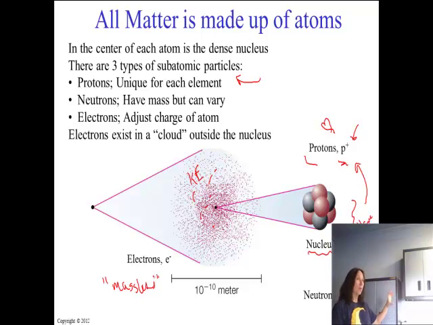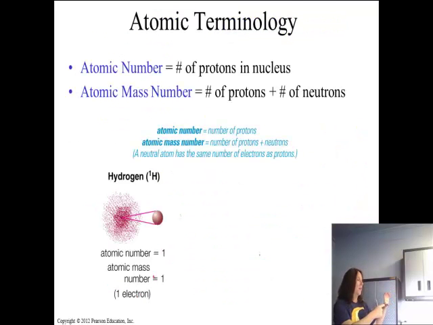All right. So I mentioned the number of protons is unique for each element. For carbon, it's six protons for every carbon atom. And we call that the atomic number, the number of protons in a given element. So the atomic number for carbon is 6. The atomic number for hydrogen, the simplest element, is 1. The atomic number for helium is 2. Every helium atom has 2 protons in its nucleus.